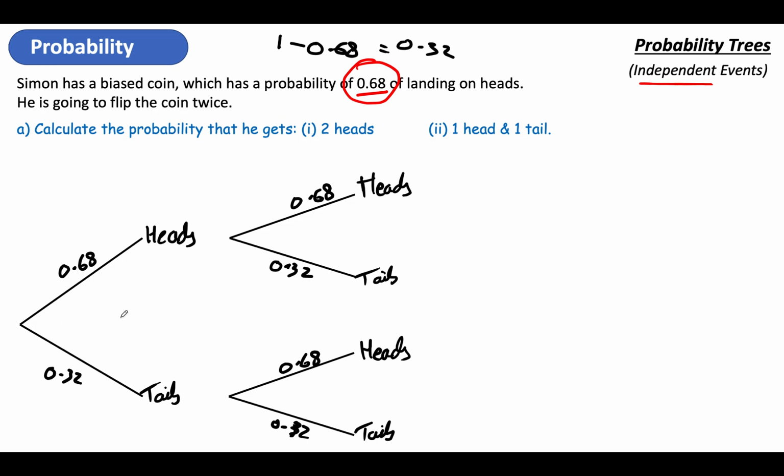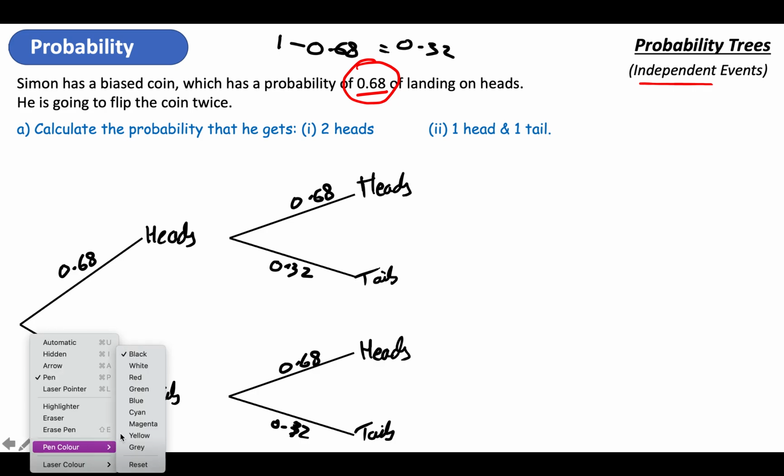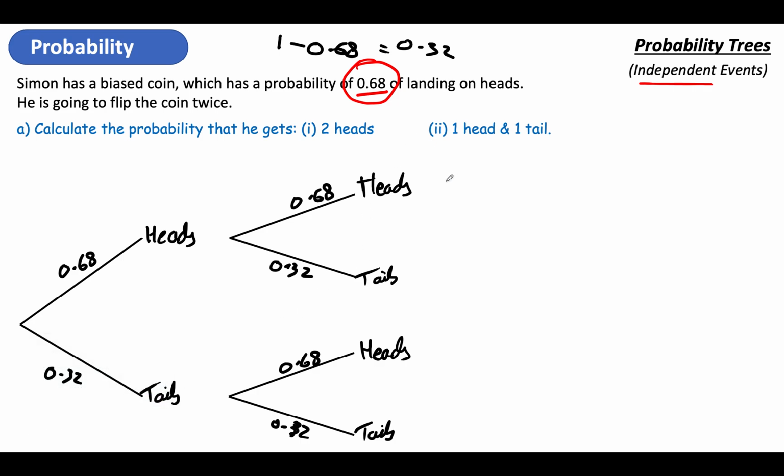Okay, what's the probability he gets 2 heads? So we've done the probability tree, so you get a mark or 2 for that in your exam. But the probability of head and another head is 0.68 times by 0.68. Let's do that in the calculator, which is 0.4624.